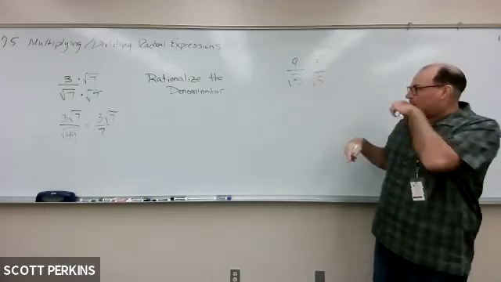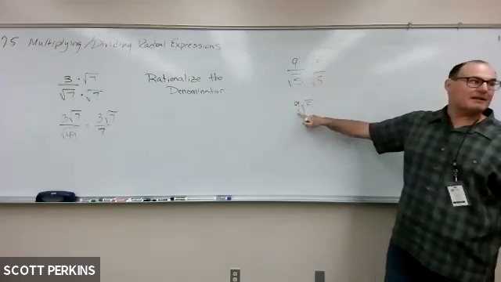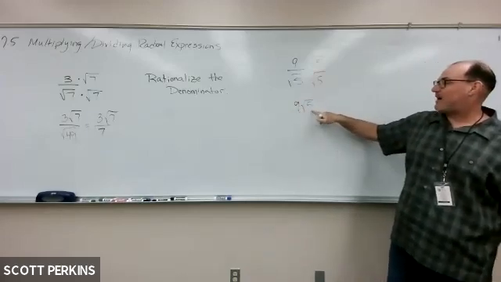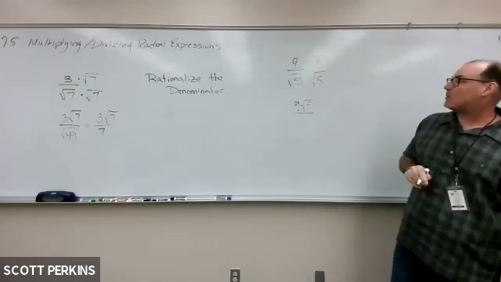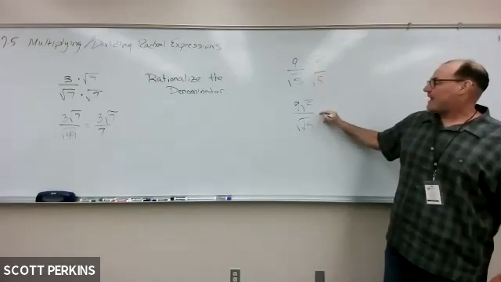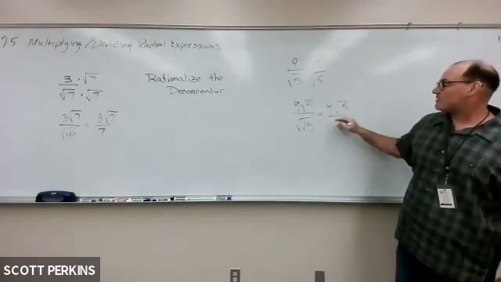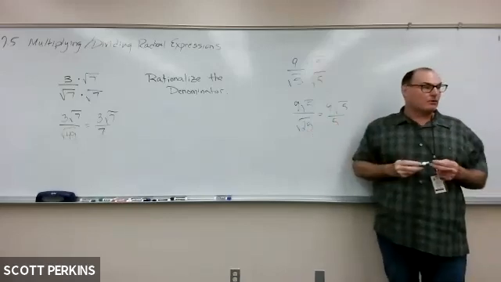So in the top, I have 9 times the square root of 5. The 9 is not under the radical. The 5 is, so they cannot be multiplied. Square root of 5 times square root of 5 is the square root of 25. And then my last step is I have 9 square root of 5 in the top. Square root of 25 is 5 in the bottom.